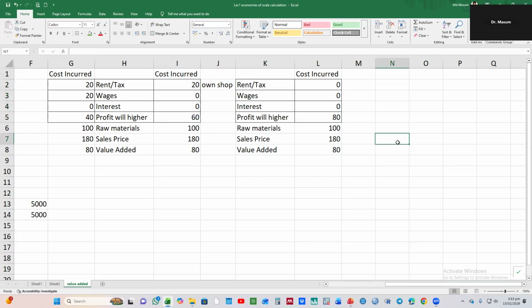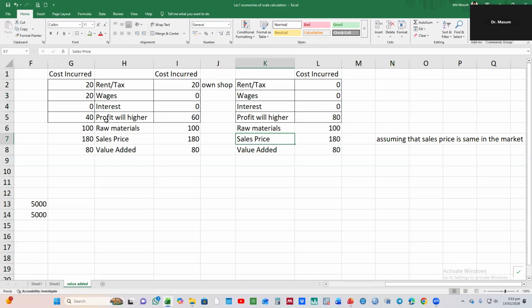We are assuming that sales price is same in the market.